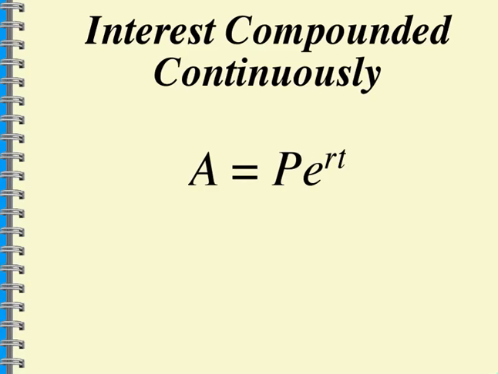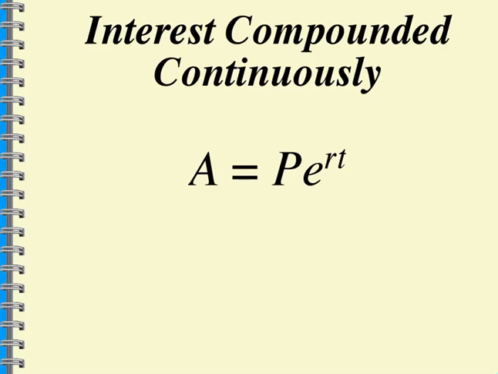The last thing we're going to cover is interest compounded continuously. Interest compounded continuously, A equals PE to the RT. The P, R, and T should look familiar. We looked at those, and those stand for exactly the same thing. Principal, rate as a decimal, and time in years.